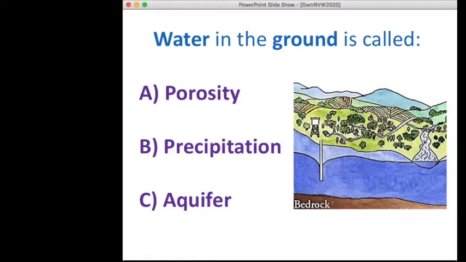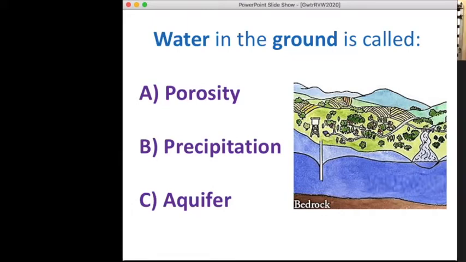The first question: water in the ground is called A, porosity, B, precipitation, or C, aquifer.